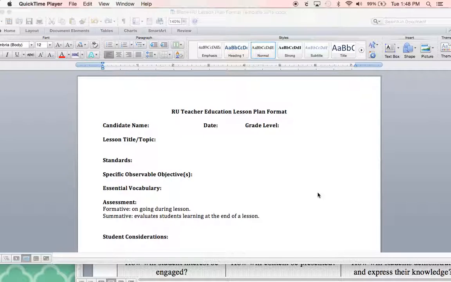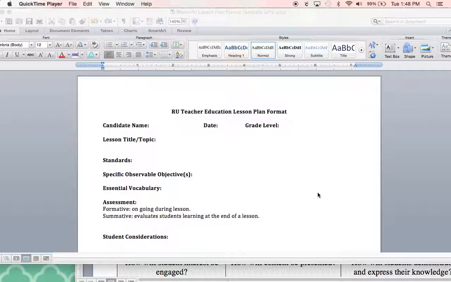Today I'm going to be discussing the RU Teacher Education Lesson Plan format, specifically looking at assessment. There are two different types of assessment that you'll have on your lesson plan, and they're called formative assessment and summative assessment. Formative assessment is ongoing during your lesson. It keeps track and monitors the student's progress as you go on with your lesson.